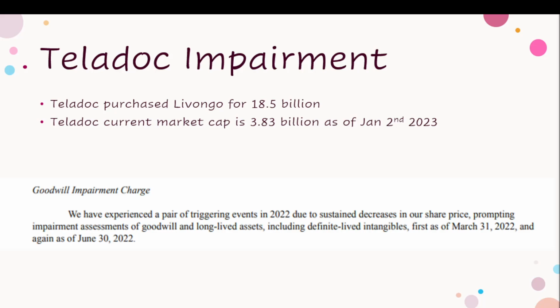30th, 2022. So essentially, they're saying that, hey, because the share price dropped so much, we had to do this impairment assessment on both of these days right here. And we basically assessed that we severely overpaid. Now we have to mark down this goodwill value that we put on our balance sheets. So that's kind of what's going on there.